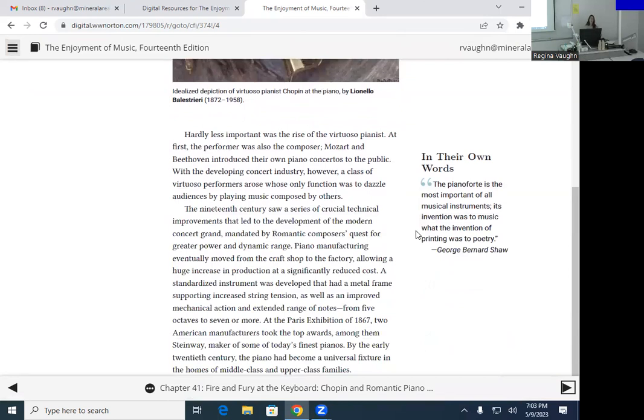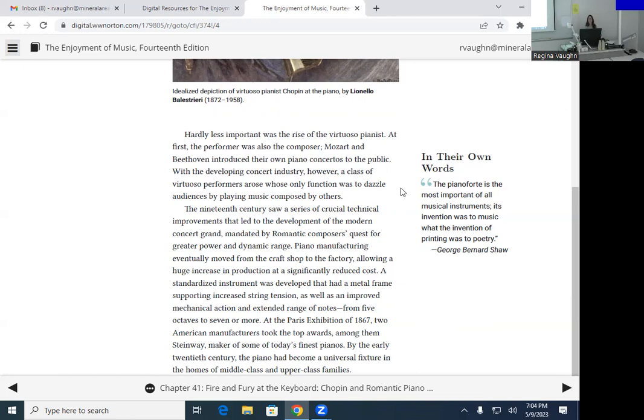And so it was important that people who wanted to make a name for themselves as a piano player were pretty virtuosic. At first, performers and composers were the same person. Mozart and Beethoven introduced their own piano concertos to the public. They were the soloists. They were the person at the keyboard. But now a class of virtuoso performers began to arise whose only job was to dazzle audiences by playing music that was composed by someone else.